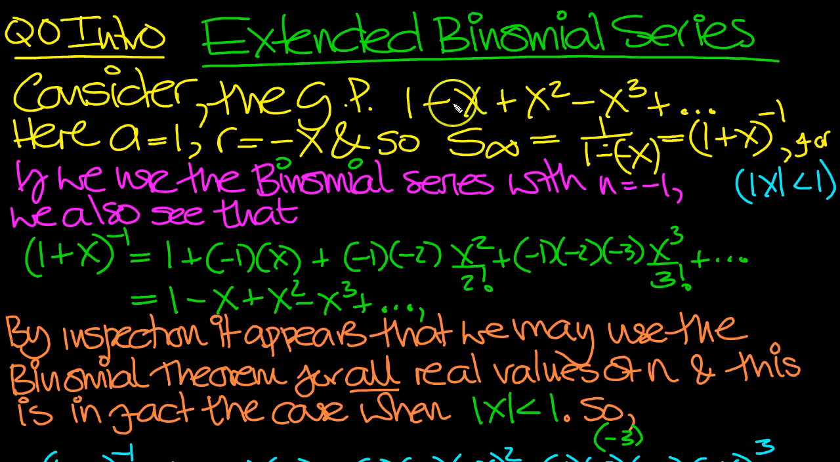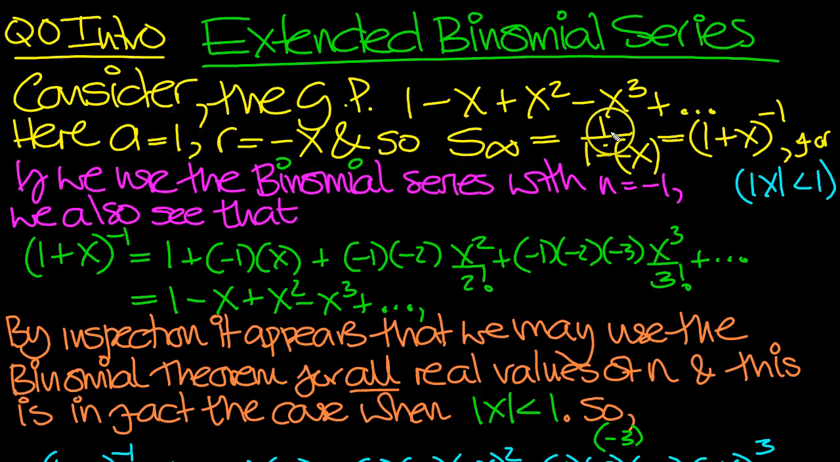Here it is here. A well-known GP, 1 minus x plus x squared minus x cubed. Here we see this as a GP. The first term is 1, and then each subsequent term is obtained from the preceding term by multiplying by minus x. So our common ratio is minus x. Our first term is 1.